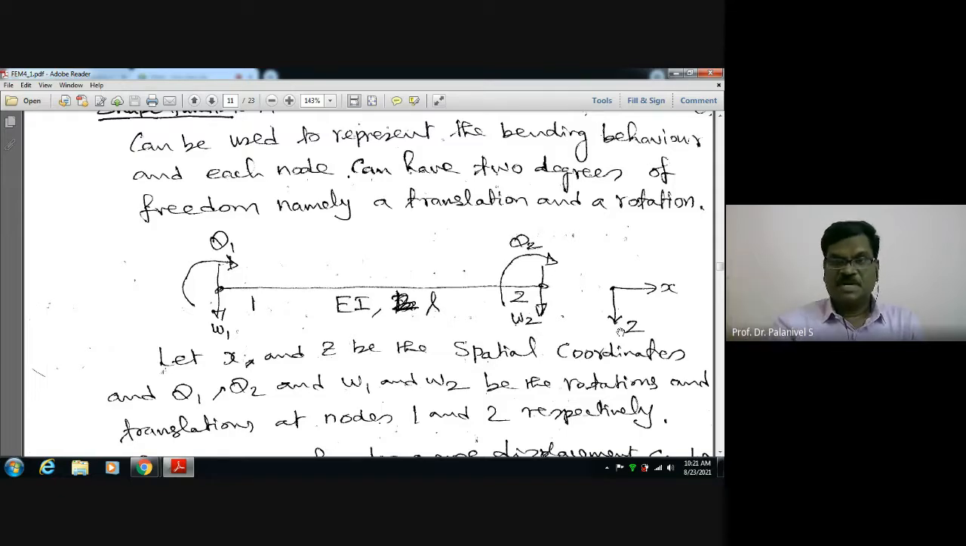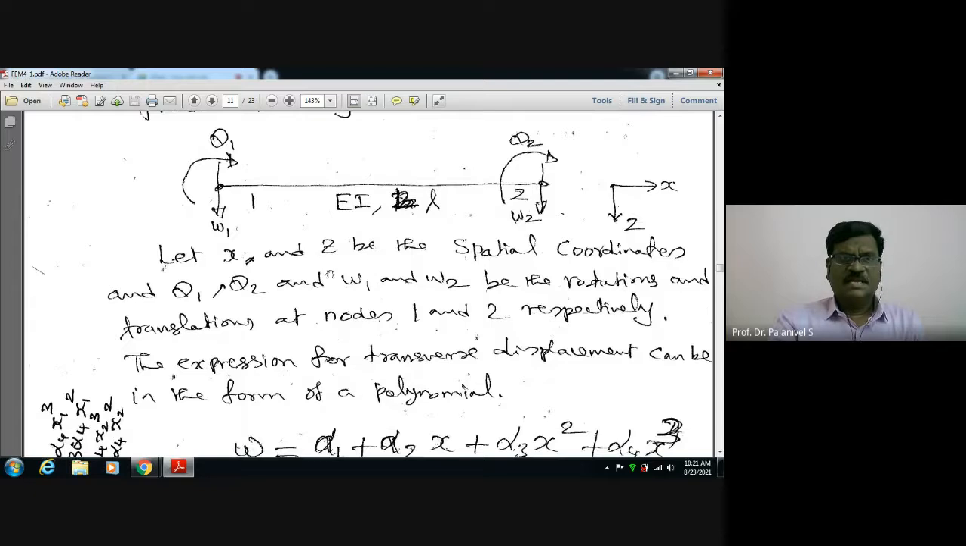It is perpendicular to the monitor. So I have chosen the z axis like this. Sorry, this rotation theta1, theta2 like this. No degrees of freedom. Here no sign convention at all. Not necessary.